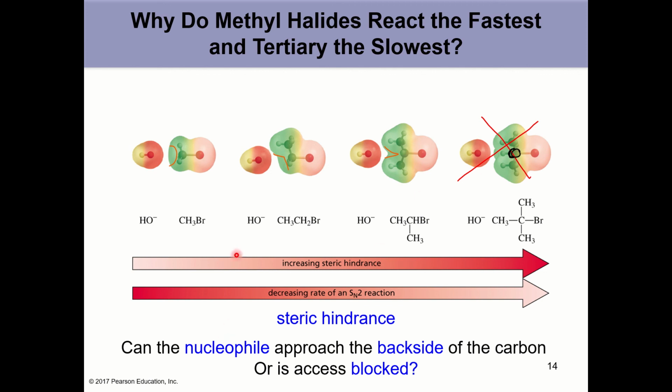So we have increasing steric hindrance as we go from methyl to tertiary and decreasing rate of reaction.